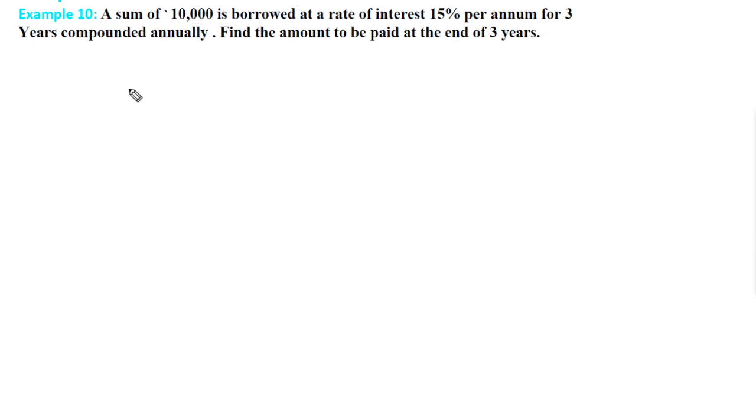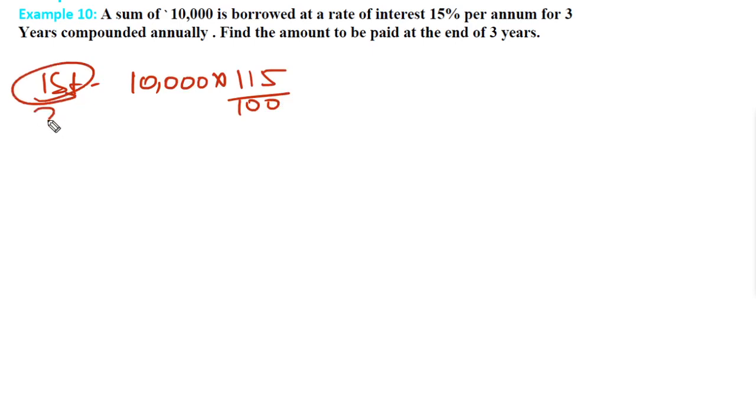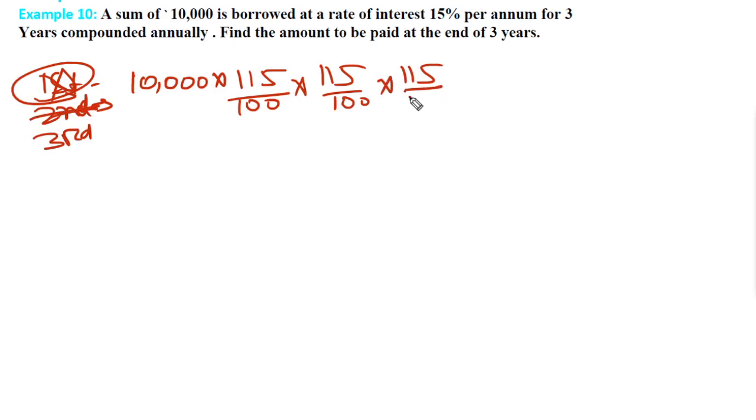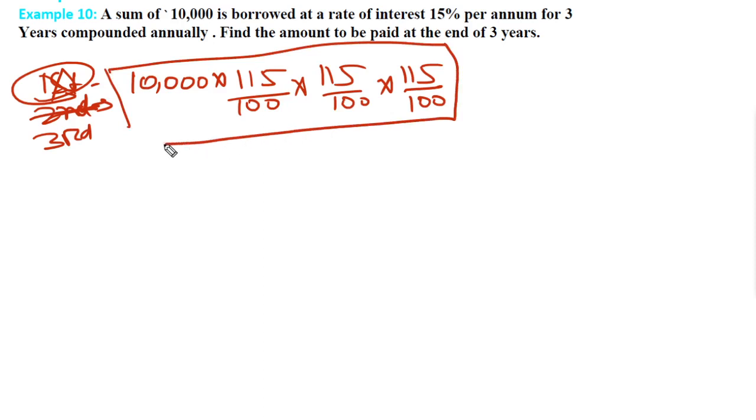So for the first year, in short, the amount was 10,000 into 115 by 100. For the second year, it was equal to the same into 115 by 100. This was what we have already done. I am writing it short only. For the third year, it was equal to 115 into 115 by 100, isn't it? So for the 3 years, the amount was this.